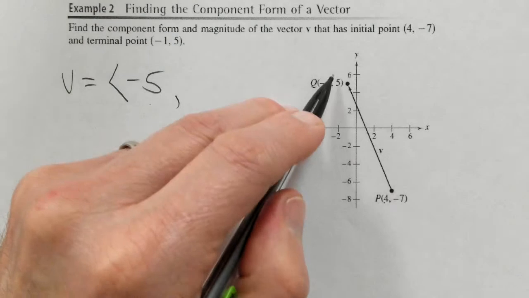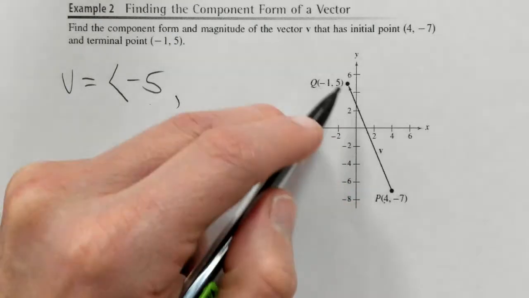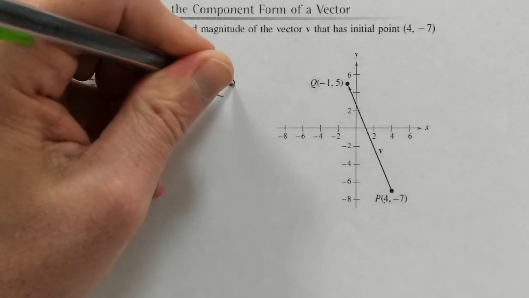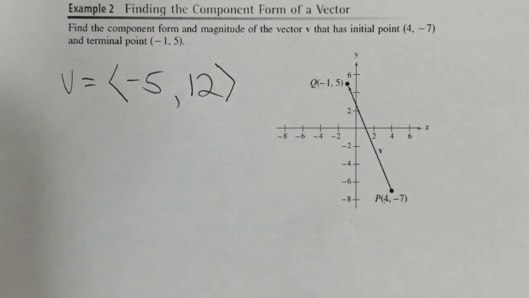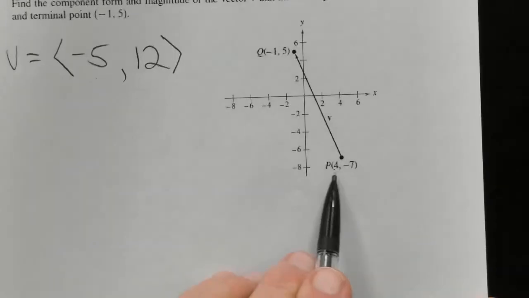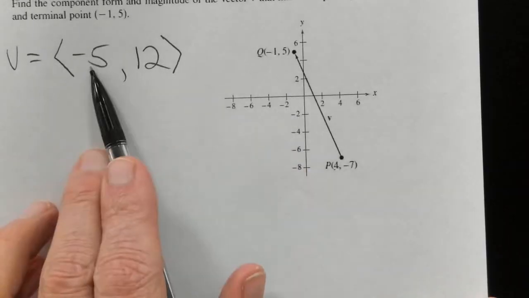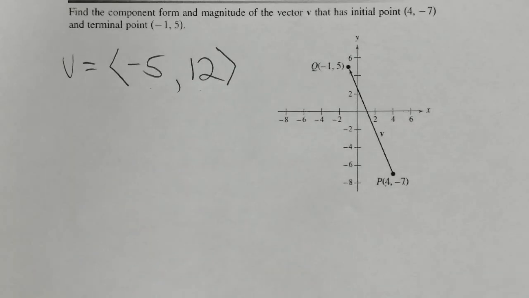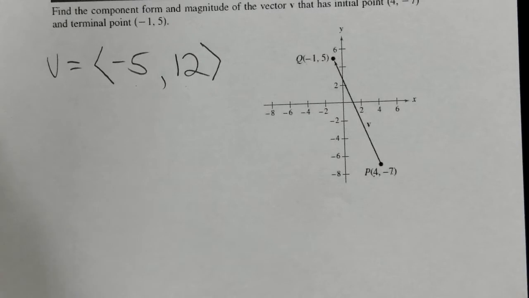Then, of course, with the y-coordinates, it goes from -7 to 5. That's up by 12. And then there is your component form. So you can write out the entire formula if you wanted to, and come up with it. Or you can just say, okay, from 4 to -1, down by 5. From -7 to 5, up by 12. That's the component form.